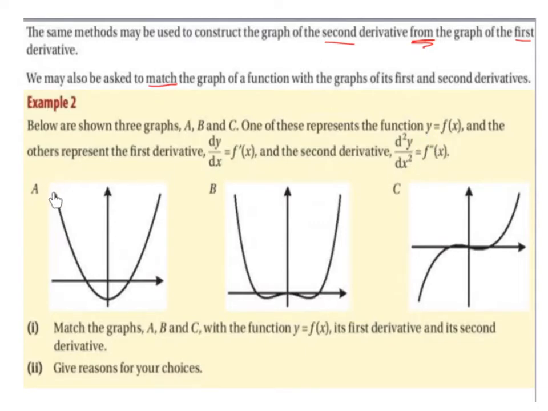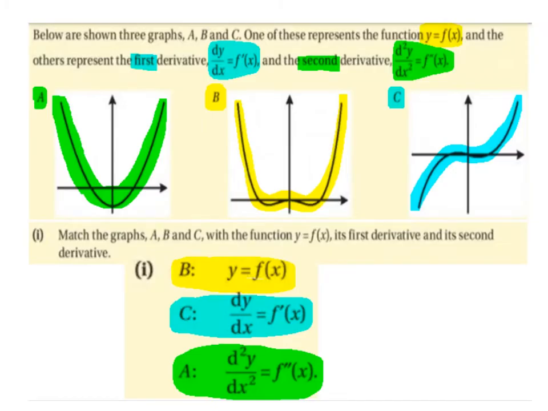So here we have graph A, graph B, and graph C. Part 1. Match the graphs of A, B, and C with the function y equals f of x, its first derivative, and its second derivative. And part 2, give reasons for your choices. So B is our graph y equals f of x. C is the first derivative, and A is the second derivative.